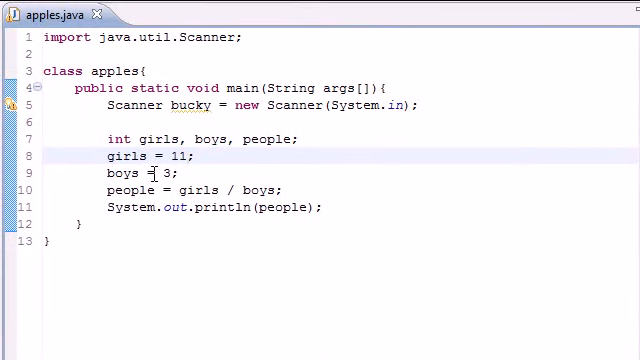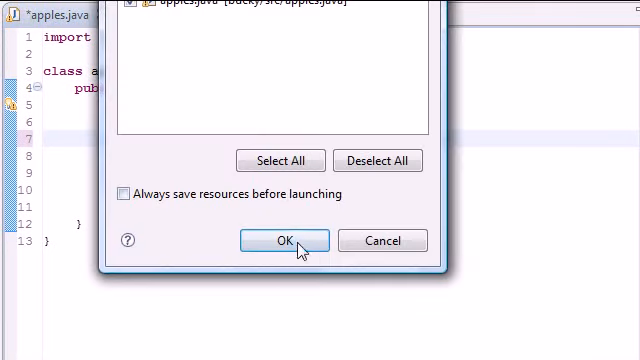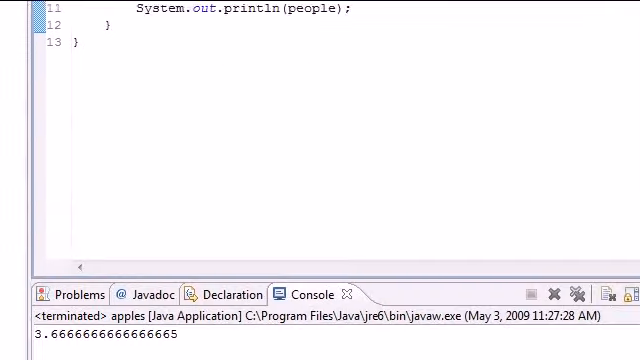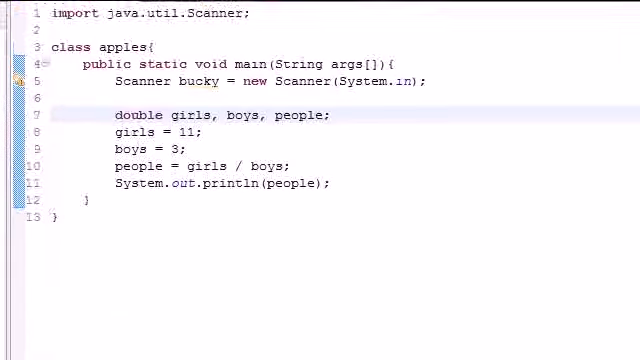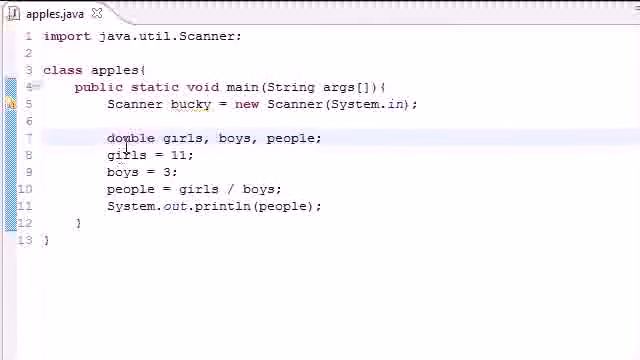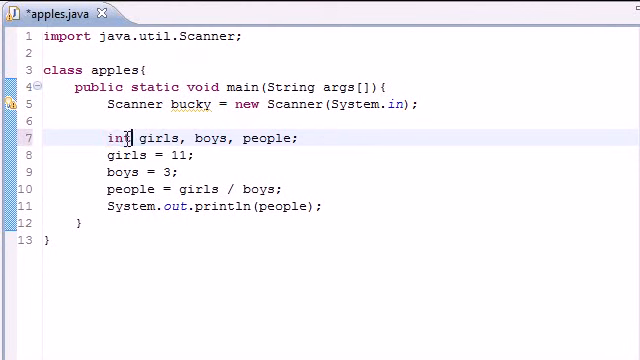Well, Java said, alright, you want to work with ints? Ints are whole numbers, so whenever you ask the question in ints, I'm going to give you an int. So if you want to get this number exact, you need to use double. So go ahead and press OK, and there's your answer, 3.66. So that's the difference between int and double. Int gives you whole numbers, and double gives you a fraction of a number, or numbers with decimal points.